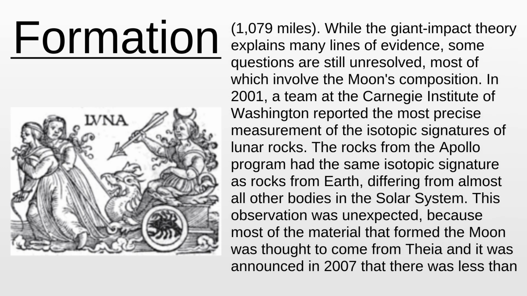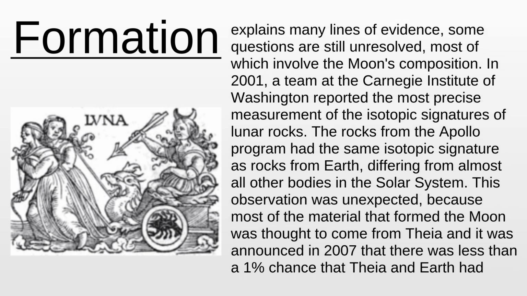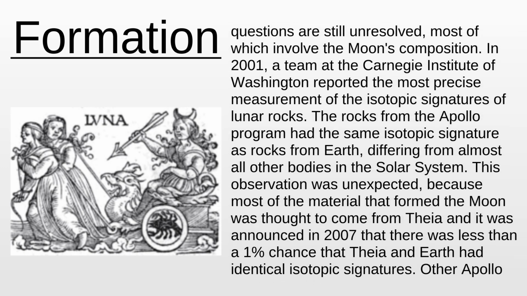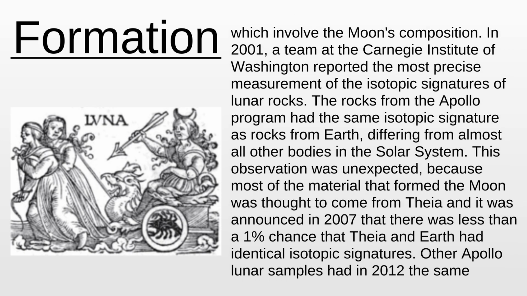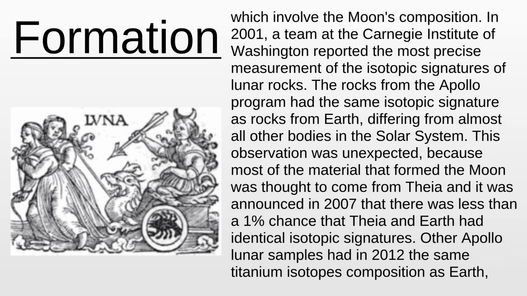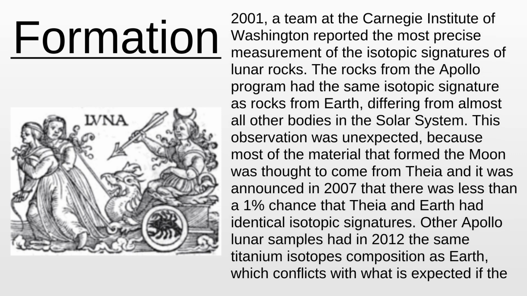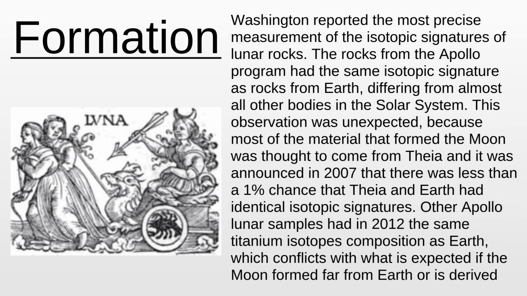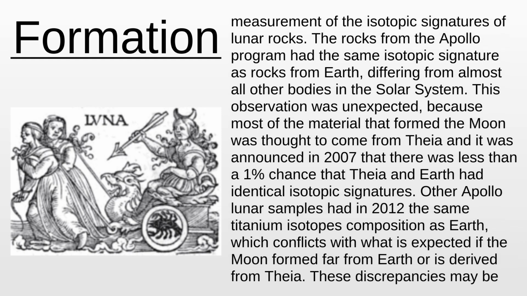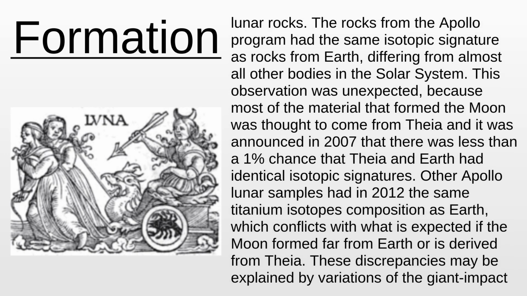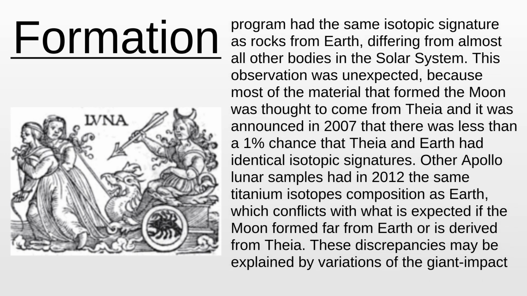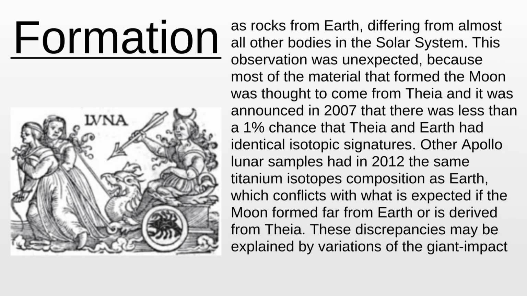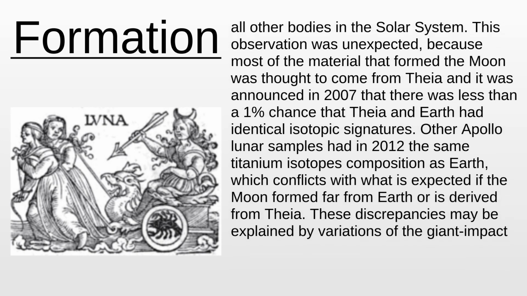While the giant impact theory explains many lines of evidence, some questions are still unresolved, most of which involve the Moon's composition. In 2001, a team at the Carnegie Institute of Washington reported the most precise measurement of the isotopic signatures of lunar rocks. The rocks from the Apollo program had the same isotopic signature as rocks from Earth, differing from almost all other bodies in the solar system.